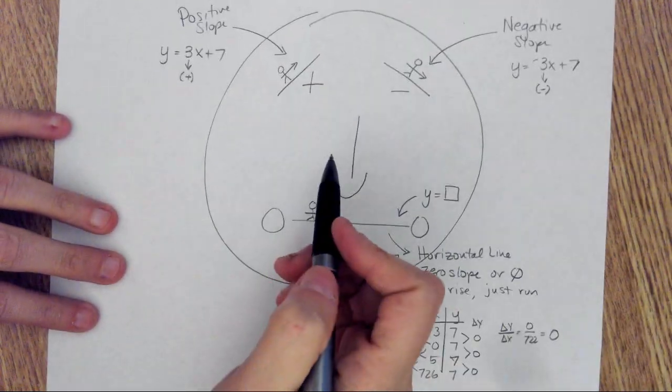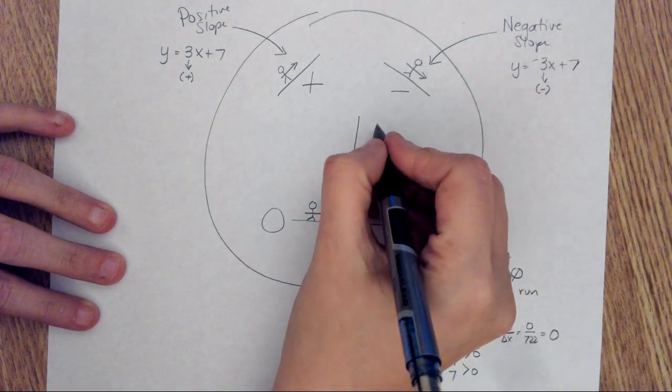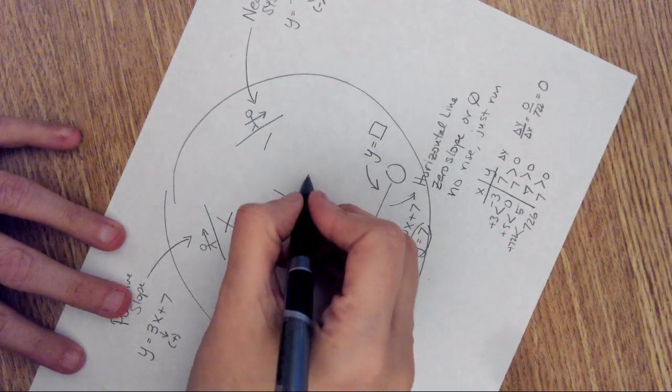Now, the one that we haven't done yet is undefined slope. This is the first one. Now, when I look at my little slope dude, I'm going to turn this sideways so I can draw him.